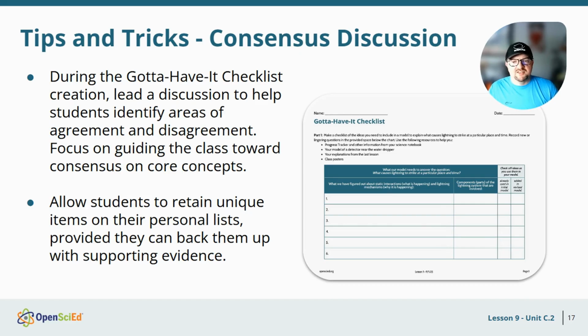We can also inject some fun by running a 60-second lightning round bracket, pitting competing ideas or representations against each other to see which one the class feels has the strongest evidence to support it. As we evaluate these ideas, we realize the strength of our final model depends on our collective input. Though I always remind the room that students are welcome to keep unique items on their personal lists if they can back them with evidence.